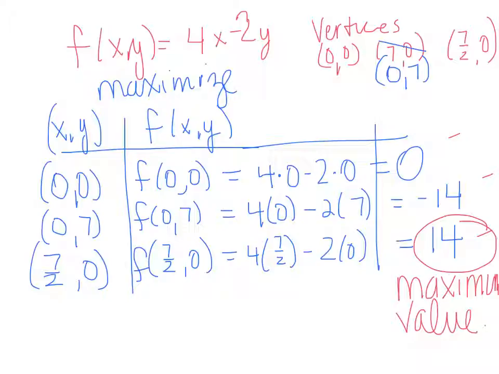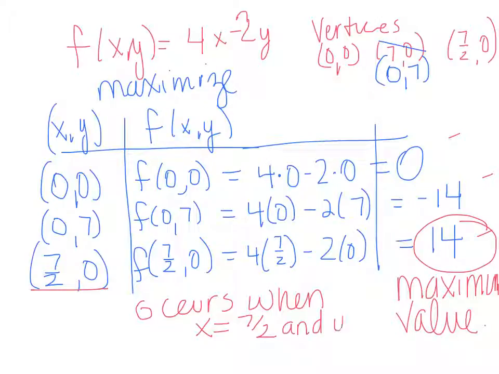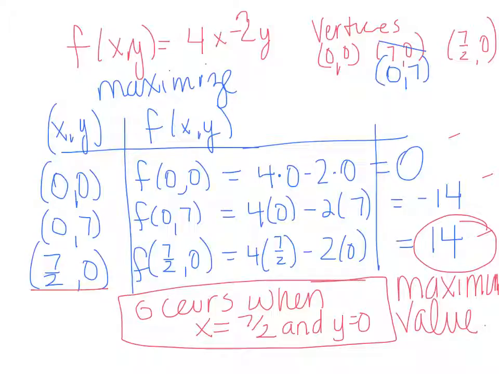Okay, so that's the maximum value of the function, 14, and it occurs, because you got to know where to set your production at, where to put that sort of thing, when x equals, right here, 7 halves, and y is equal to 0. So that sort of tells you how to operate your business. Okay? So that's linear. That's called linear programming. Sometimes we're calling it optimization in this book, but either one's a good way to talk about it.